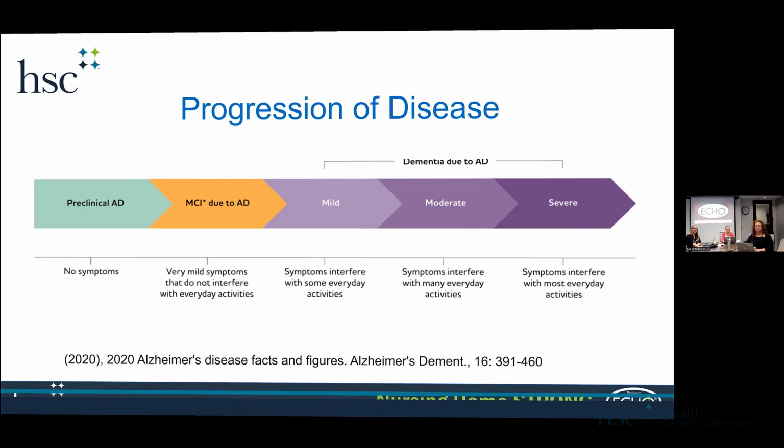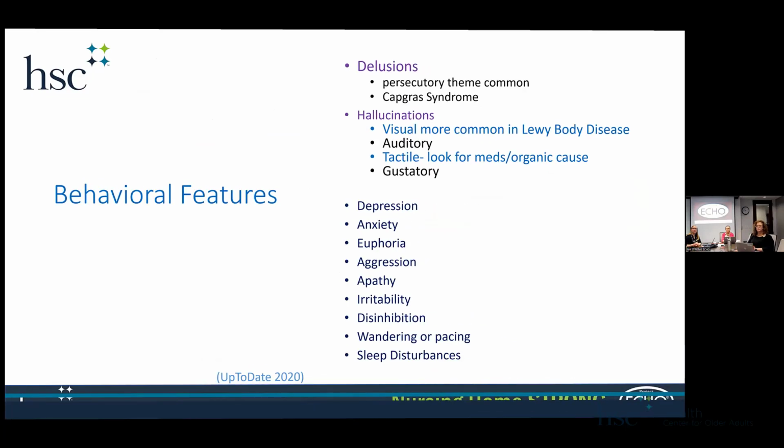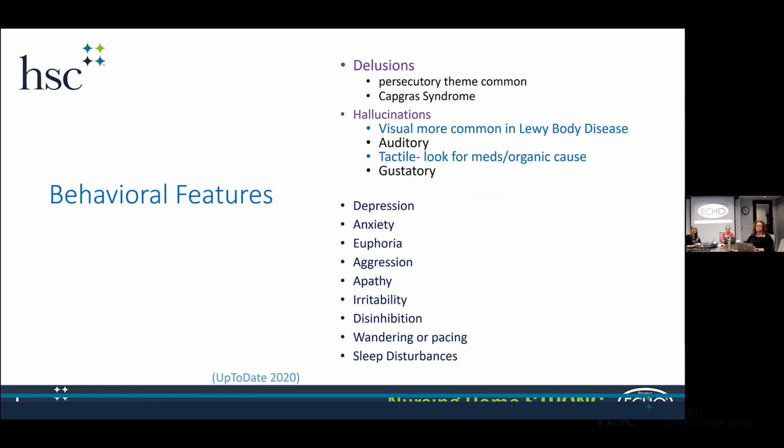So let's see, when we talk about behavioral symptoms associated with dementias, and these are the ones that I see typically, we're going to see some delusions and hallucinations. The delusions, the most common types that we see are the persecutory type. Somebody's coming after me, they're trying to take stuff from me, or they're trying to hurt me. And then we also see one that's called Capgras syndrome, which is the imposter syndrome. That's one where their loved one is no longer their loved one.